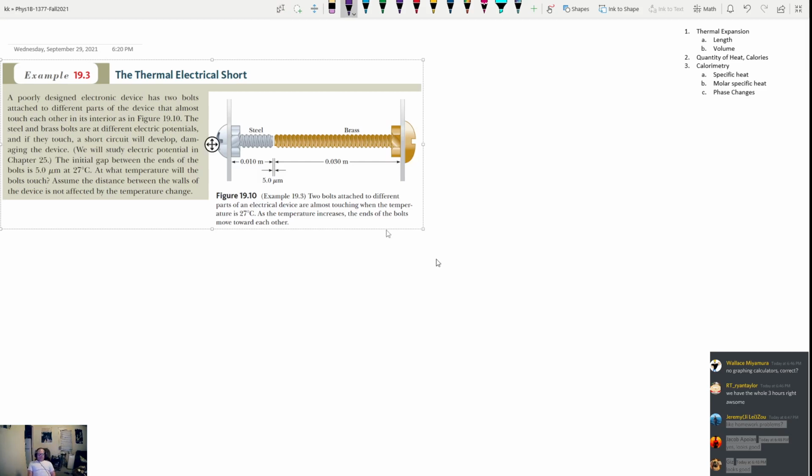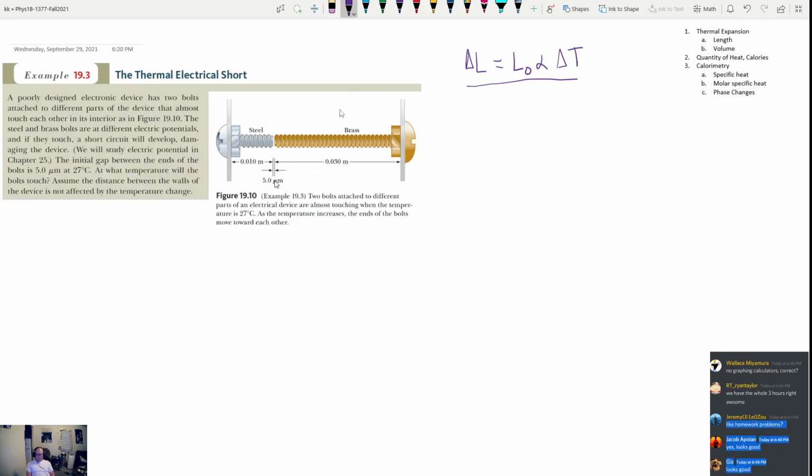We have this problem right here, where we're going to just review something we did last time. Last time we said that if I have an object that has a length that we call L0, and it's subjected to a temperature change, the change in length of the object, when you heat it up, it expands, and this relationship here gives us how that happens.